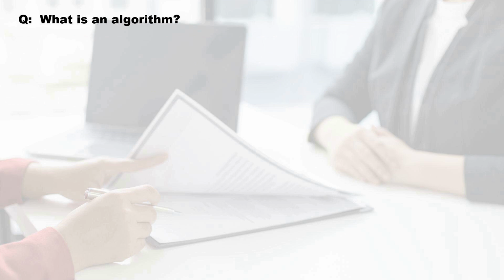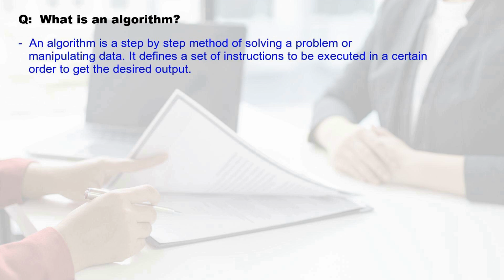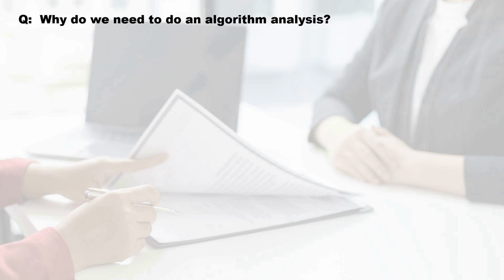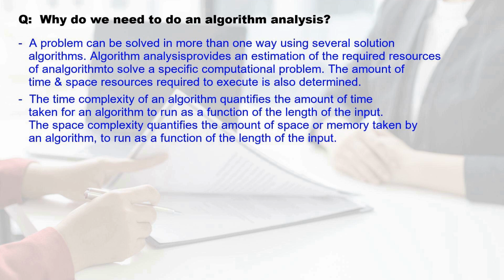What is an algorithm? An algorithm is a step-by-step method of solving a problem or manipulating data. It defines a set of instructions to be executed in a certain order to get the desired output. Why do we need to do an algorithm analysis? A problem can be solved in more than one way using several solution algorithms. Algorithm analysis provides an estimation of the required resources of an algorithm to solve a specific computational problem. The amount of time and space resources required to execute is also determined.